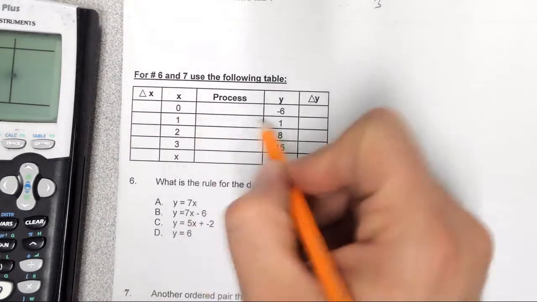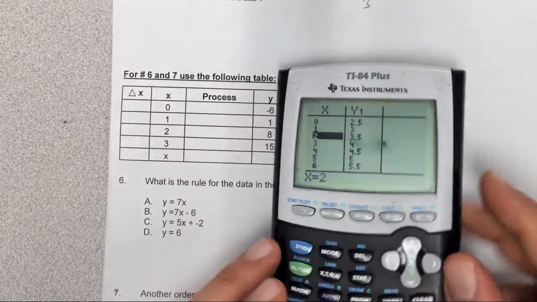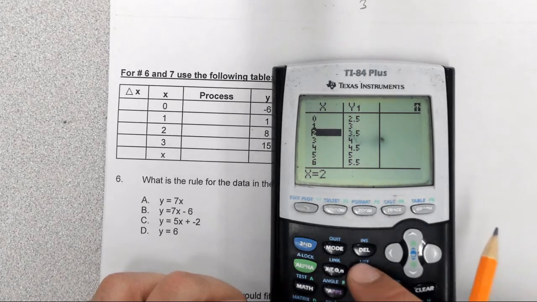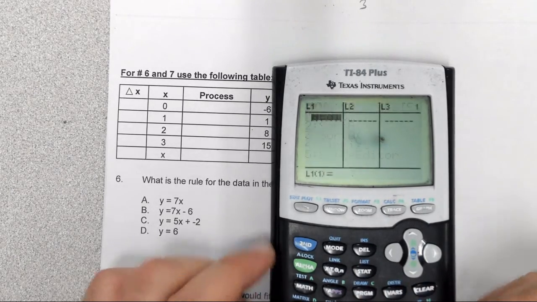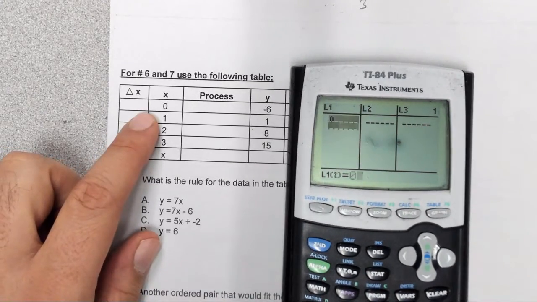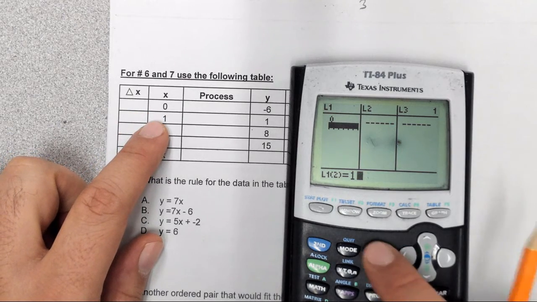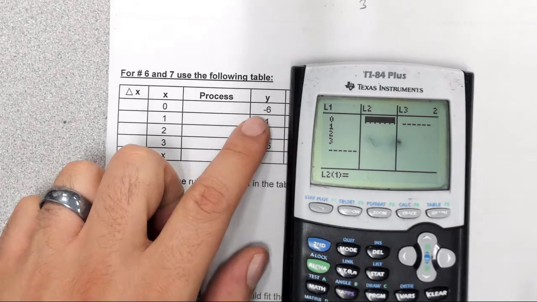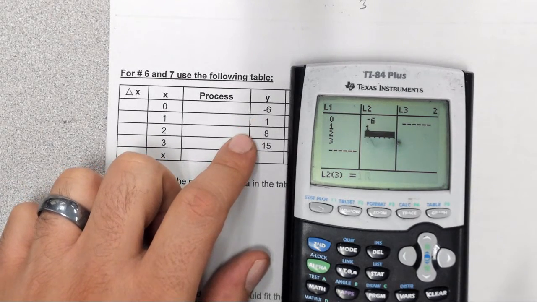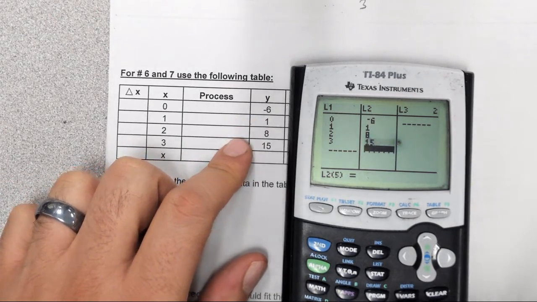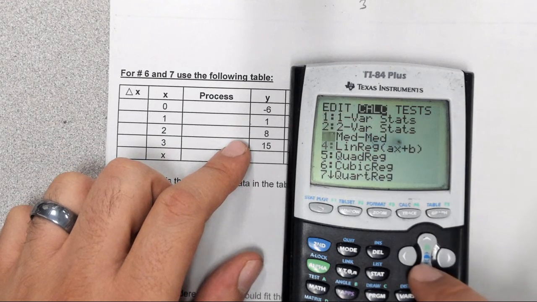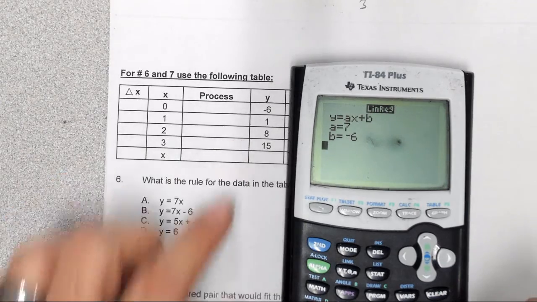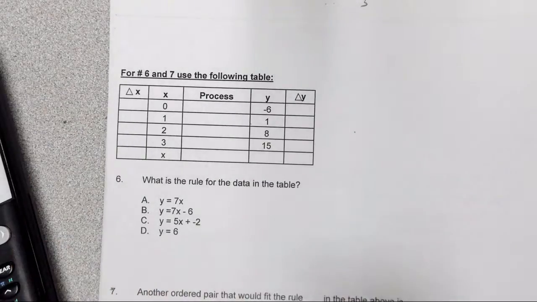Now we want to take a table and get an equation. The best way to do that is just stat, enter, and put the table in there. 0, 1, 2, 3, negative 6, 1, 8, 15. Stat to the right, 4, enter, enter, enter. 7x minus 6, that's B.